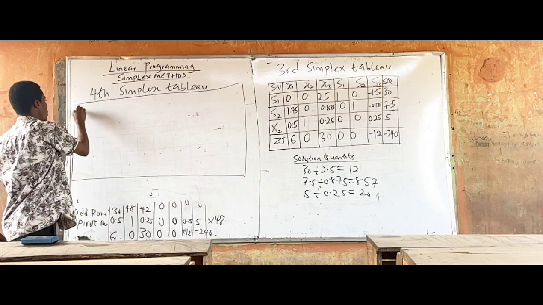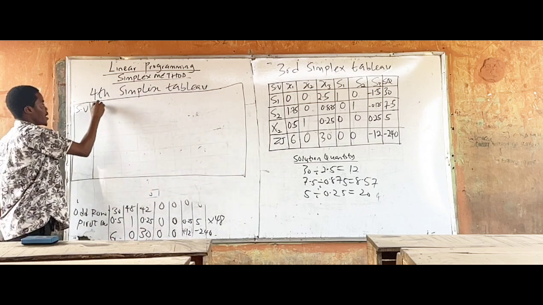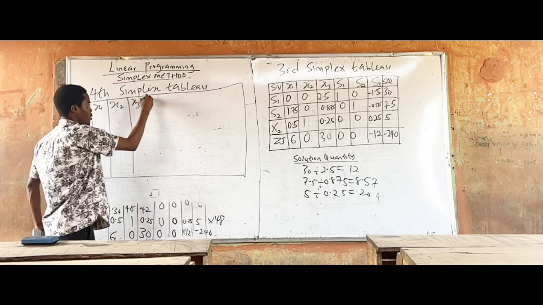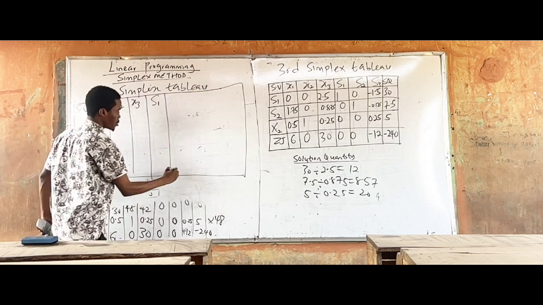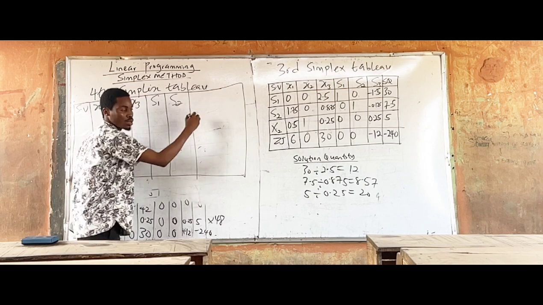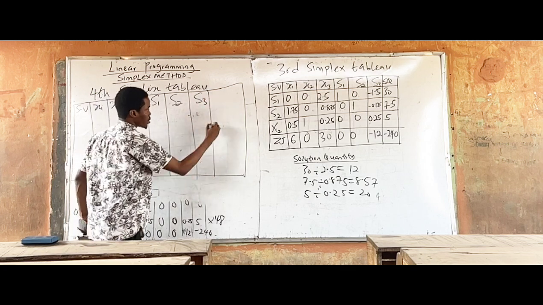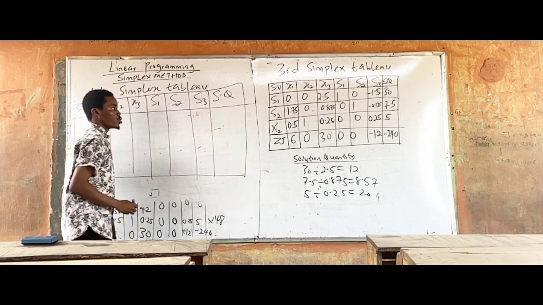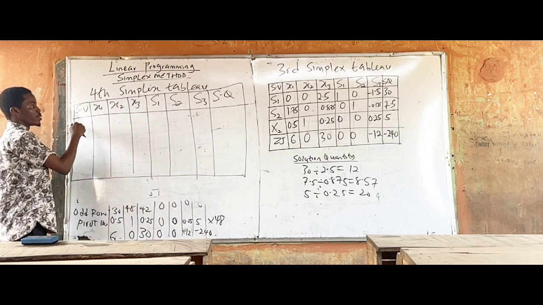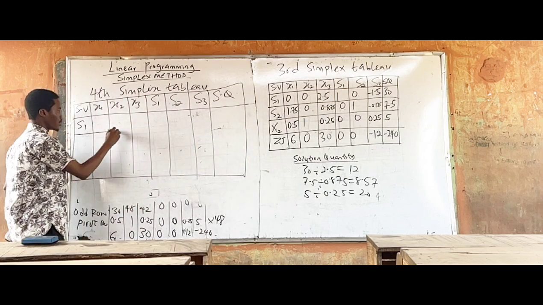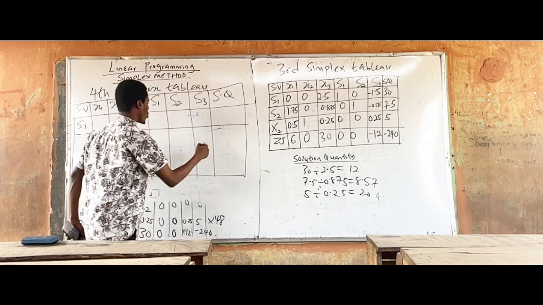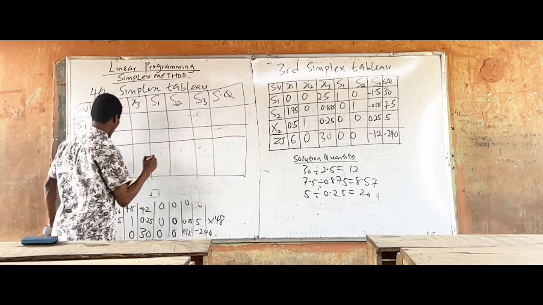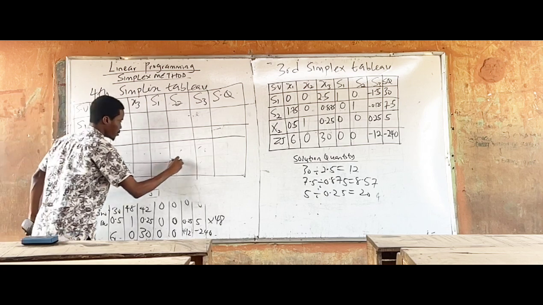So this is my solution variable. This is my x1, x2, x3, x1, x2, x3, and my solution quantity. So this is my x1, this is my x2, and this is my pivot element I got before, s2, and zj.